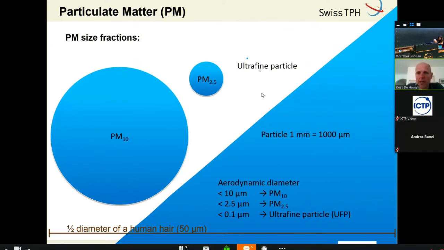And more recently, ultrafine particles, which are even tinier, all particles smaller than 0.1 micrometer, which is now the pollutant of interest in health research. And you can imagine that when you look at these sizes, these smaller particles probably could cause larger health effects because they can penetrate your lung deeper, and cause more damage.